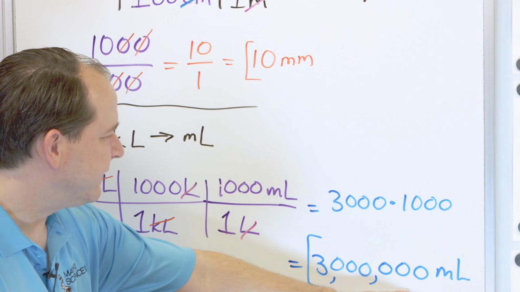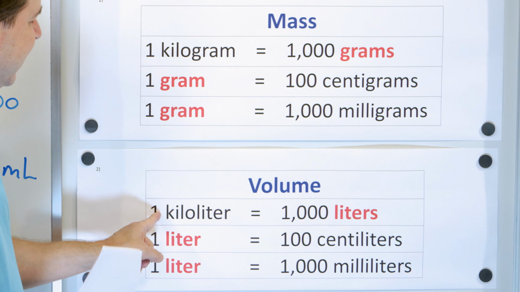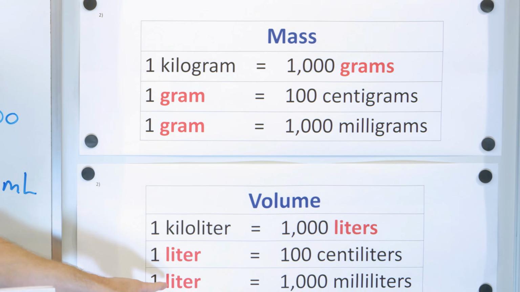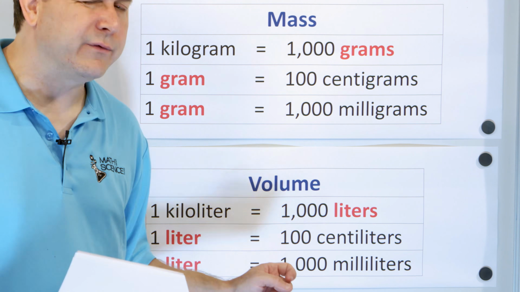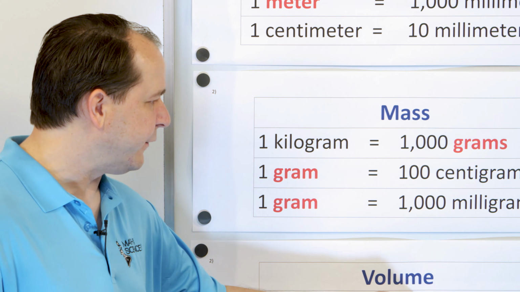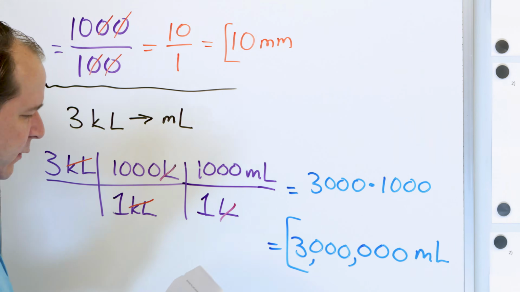Now, does this make sense? Let's see if this actually makes sense. We're saying 3 kiloliters is 3 million milliliters. Okay, 3 kiloliters is 3,000 of these liters. And every one of these liters has 1,000 of these milliliters. So it makes sense that 3,000 of these liters would yield a huge number of milliliters. And that is exactly what we found.